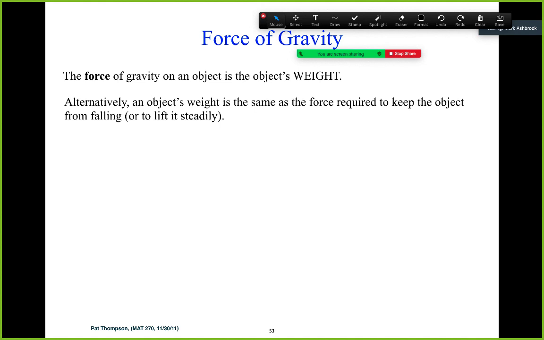Okay? So alternatively, an object's weight is the same as the force required to keep the object from falling or to lift it steadily. So in order to hold something up or to push it up gently, you have to push with the same force as the weight force pulling it down. Really important.